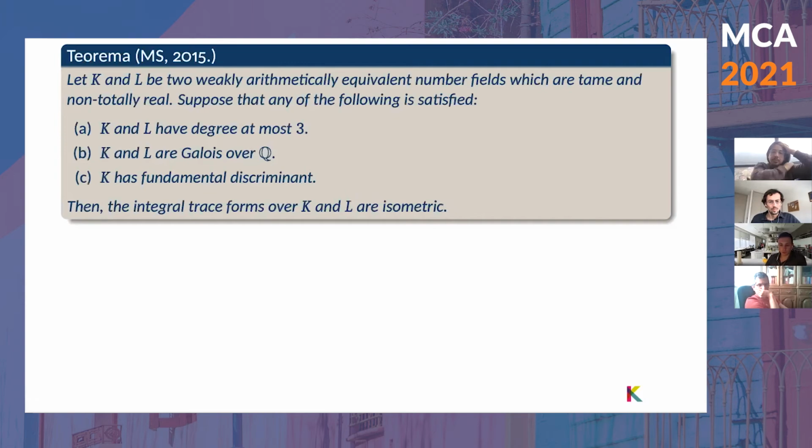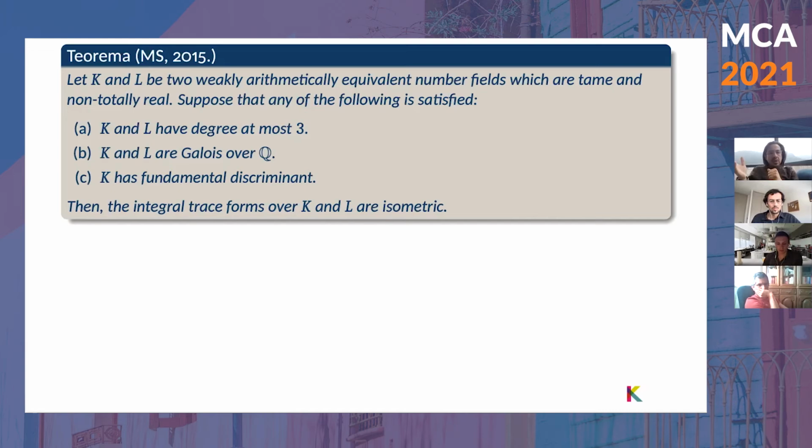Now, a theorem that I was able to prove is the following. If you have two weakly arithmetically equivalent number fields with some other conditions, I'll explain in a second. If these two have degree at most 3, or they're Galois with fundamental discriminant, then the integral traces are equivalent, okay? Now, this seems weird, and I'll explain in a second where it is coming from, but first I'll tell you what the meaning of this is.